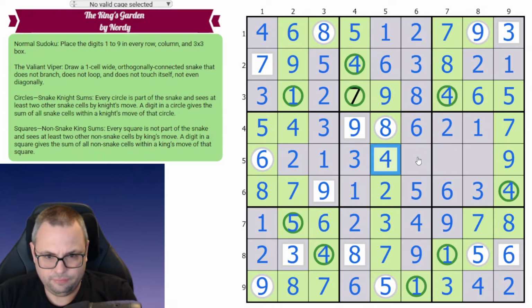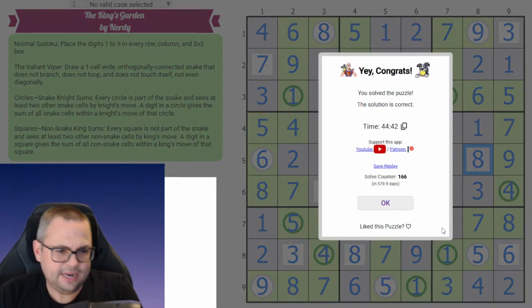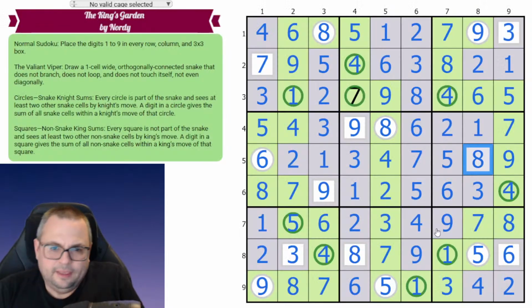That seems to be a 4, a 7, a 5, and another 5. 2, no. 1, no. Nope, all the numbers are already in this box. 8. There's not an 8 in this box. Nice.